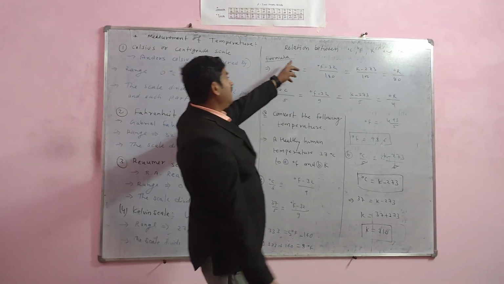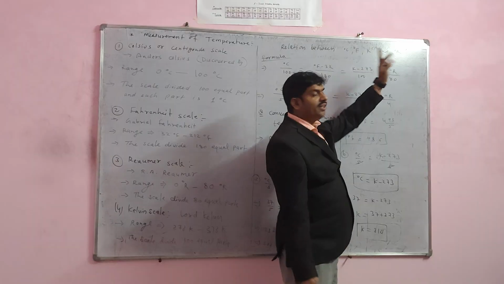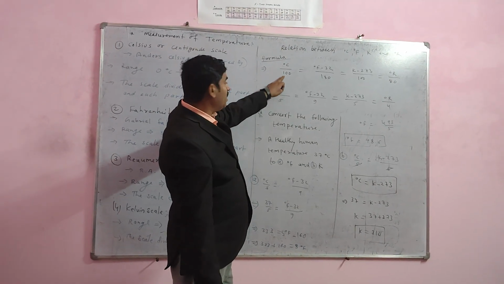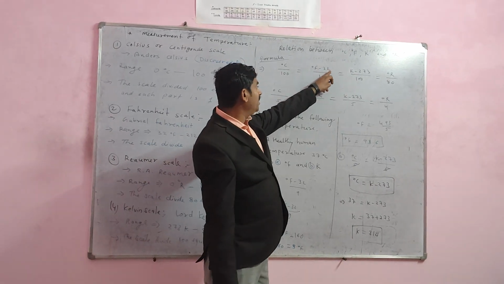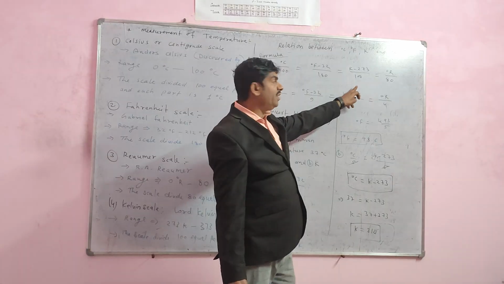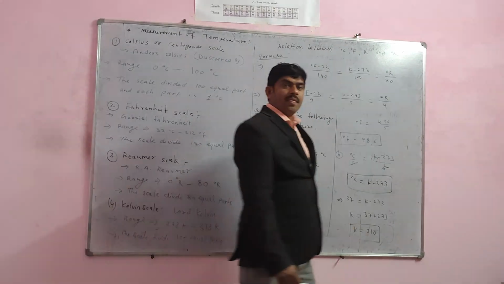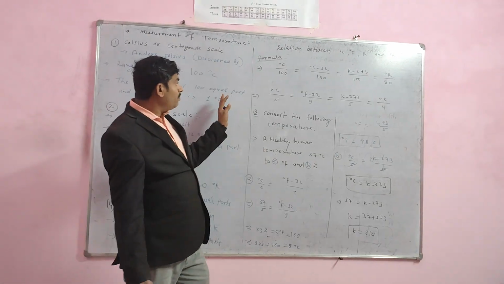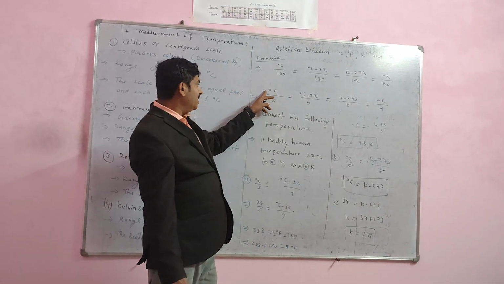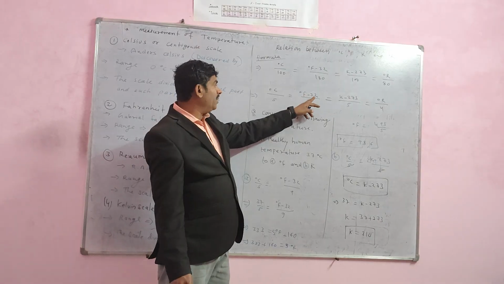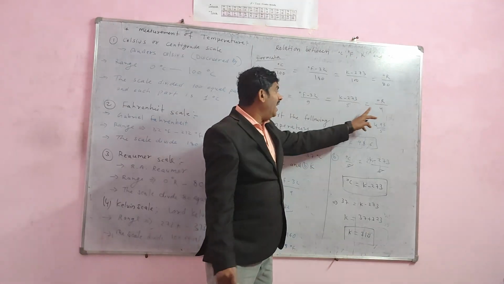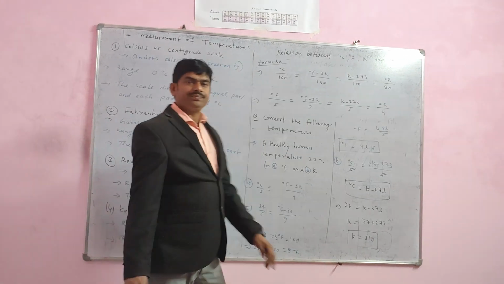We remember this relation of centigrade, Fahrenheit, Kelvin and Reaumur. It is a very important formula. Centigrade upon 100, Fahrenheit minus 32 upon 180, Kelvin minus 273 upon 100, Reaumur upon 80. If you multiply the whole equation by 20, then you will get this equation: Centigrade upon 5, Fahrenheit minus 32 upon 9, Kelvin minus 273 upon 5 and Reaumur upon 4.